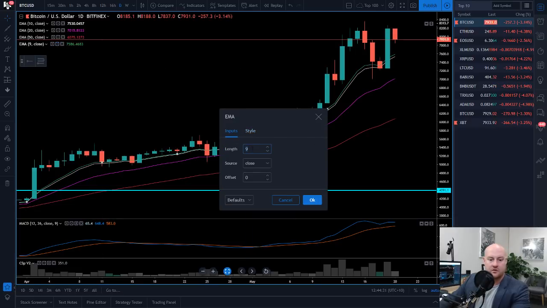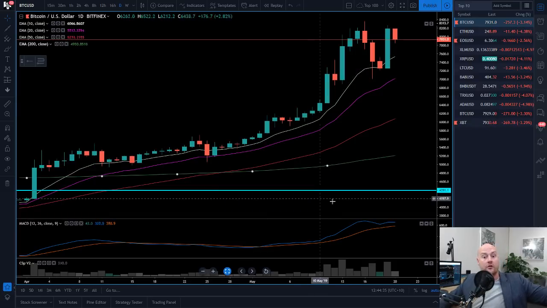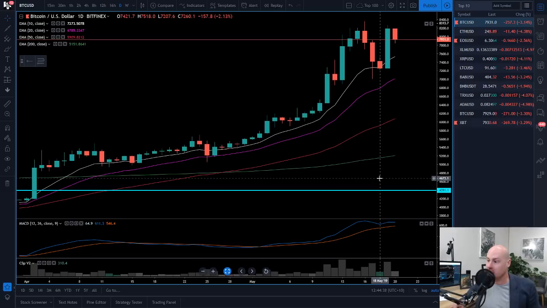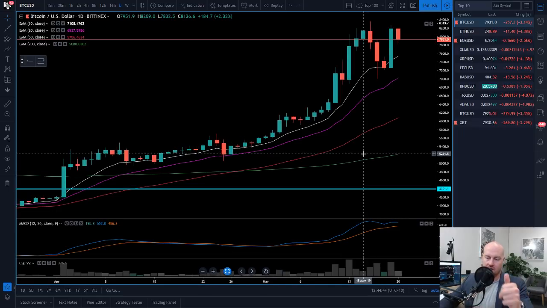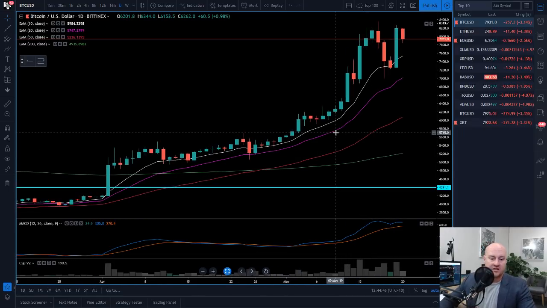Input 200. Now this is the marveled golden cross, the most bullish signal in the world. No, it's not. It's a wonderful hindsight signal. Let me explain what I mean. Okay, so the hindsight signal is this.